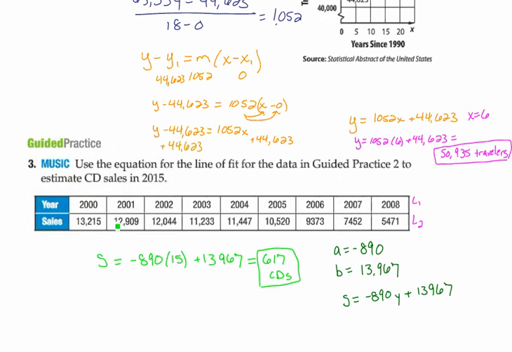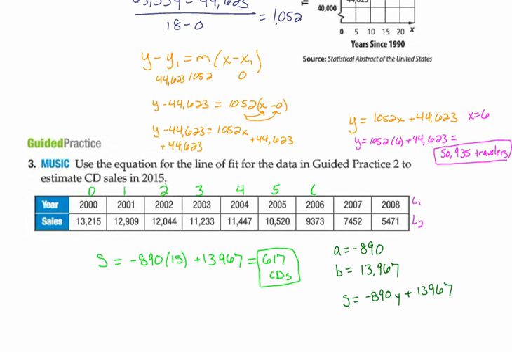Okay, so plugging this into our calculator, we find out our slope is negative 890, which does make sense because remember that our sales are decreasing by about 890 CDs per year, plus the 13,967, which is where we started. Pretty close. We started at 13,215, but again, calculator includes all of these other different numbers in there. So with that, I used that equation. I plugged in 15, and the reason being when I did my list, I actually plugged in as 0 and as 1, 2, and so on.